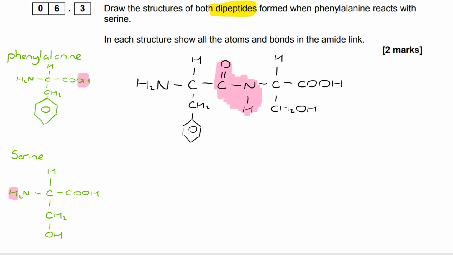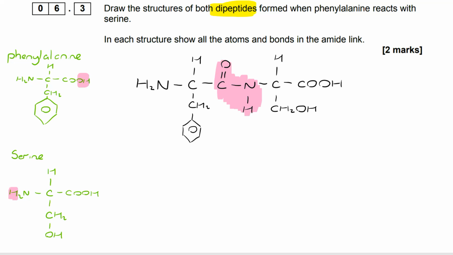So in the first example here, you can see that I've done the phenylalanine on the left, and therefore providing the C double bond O, and I've got the serine on the right, and that's providing the NH of the peptide link. And you can see I've drawn the peptide link out in full. I've shown the displayed formula, all atoms and bonds.